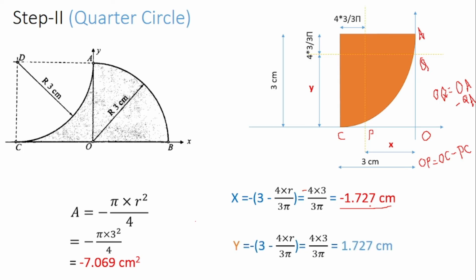Now we'll find out the y bar. Y bar is again OA minus AQ, meaning the total length 3 minus 4 into r divided by 3 pi. So put the value r is equal to 3. So you'll get the value 1.727. Okay, so don't confuse here.